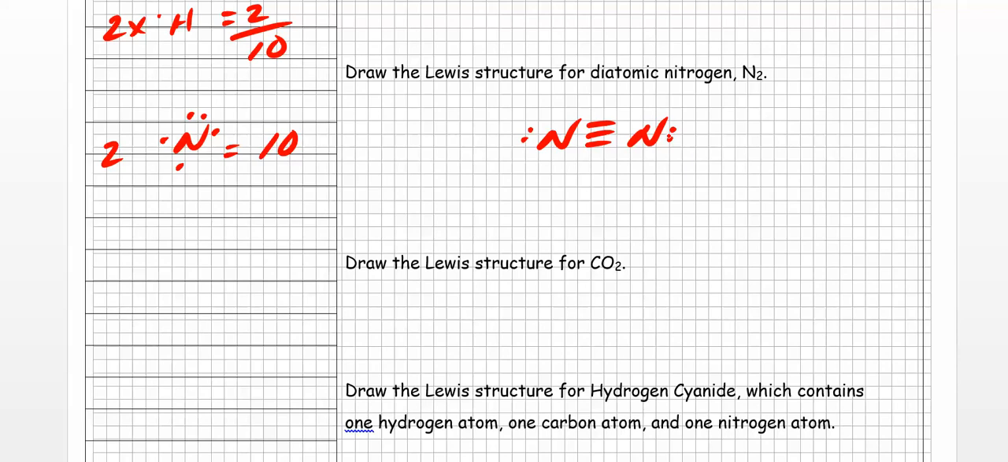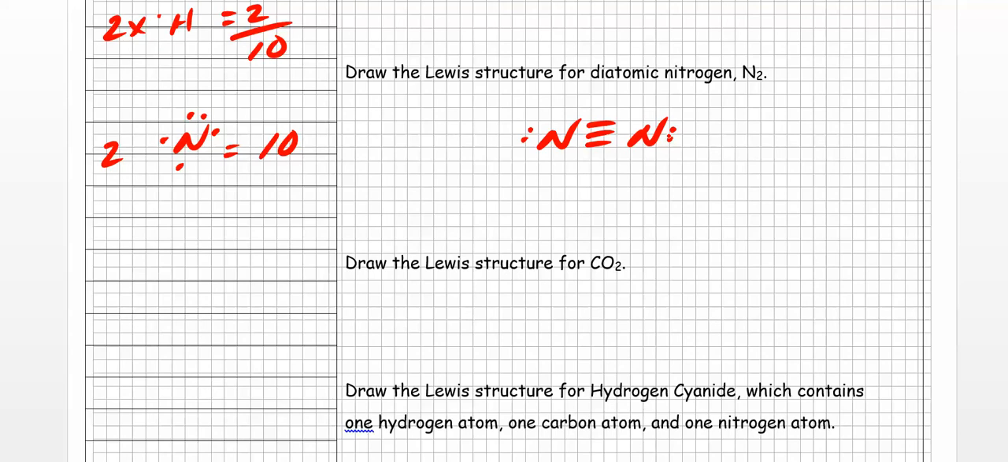Well, you might say, how did you know to put a triple bond there in the first place? Well, experience has shown me that when I try to do it with 10 electrons and I try a single bond, I don't have enough electrons. If I try it with a double bond, I still don't have enough electrons. So finally I have to try it with a triple bond, and so that is what works.